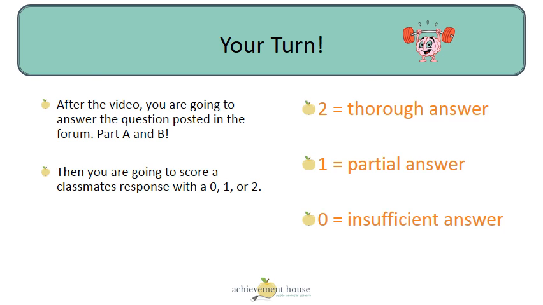Okay, now it's your turn. After this video, you're going to answer the question posted in the forum. Remember to answer both Part A and Part B. After you answer the question, then you're going to score one of your classmates' responses with a 0, 1, or 2. Remember, 2 points is a thorough answer, 1 is for a partial answer, and 0 points is given if it was really an insufficient answer or not complete. Good luck!